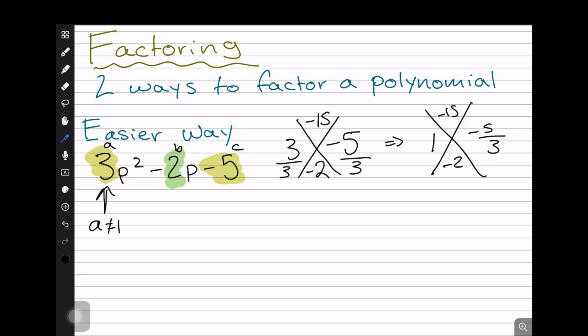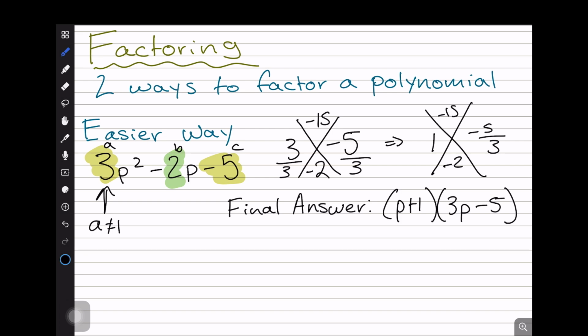Now, what you want to do is you want to put those two numbers that are on the left in parentheses. So your final answer will look like this. You're going to take p, because that's a positive 1, is going to be plus 1, times, and now that 3 on the bottom is going to come out to the front, and it's going to be 3p, and that top is minus 5, so it's going to be 3p minus 5. And that's your answer.